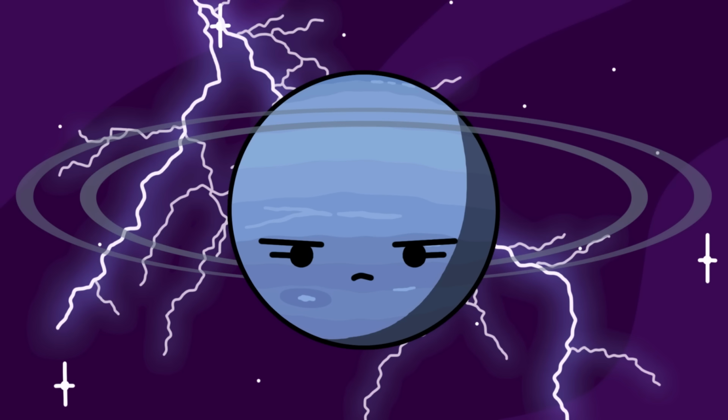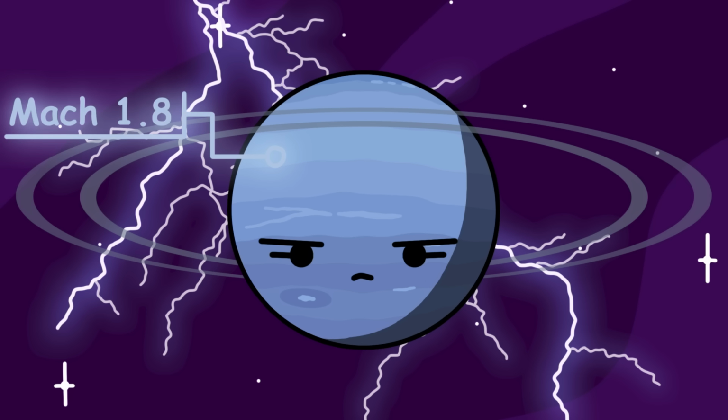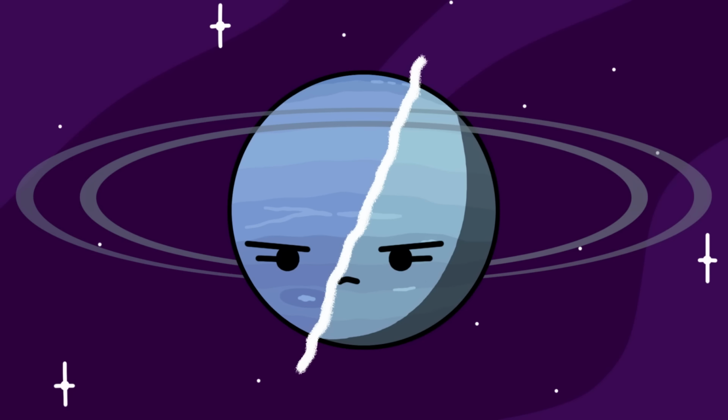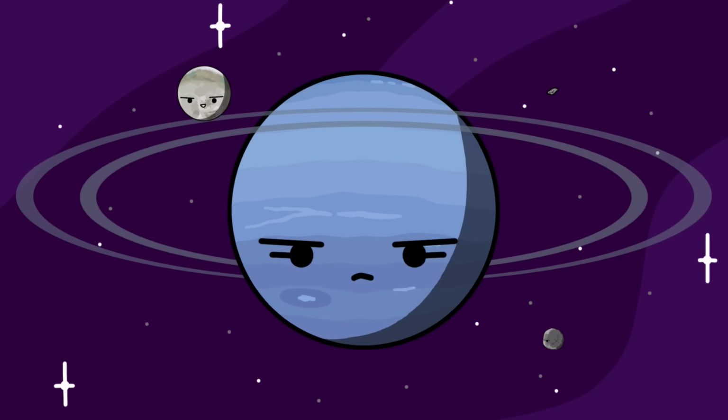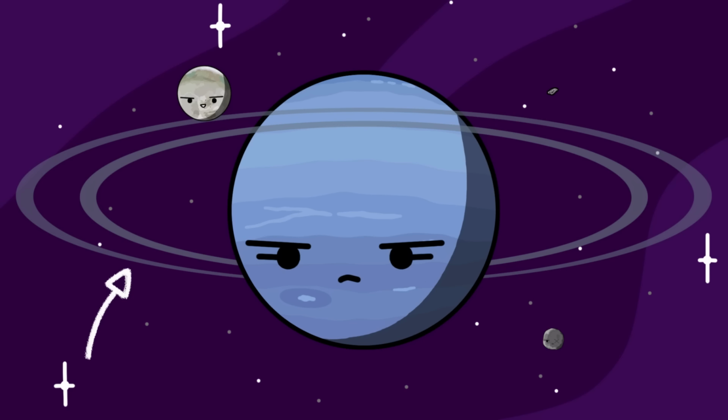Neptune is a very stormy planet. Wind speeds there can reach up to 2,200 kilometers per hour. That's almost twice the speed of sound here on Earth. Neptune actually has a cyan color, just like its sister Uranus. Neptune also has quite a lot of moons, 16 to be exact. It also has some rings too, though they are a little hard to see.